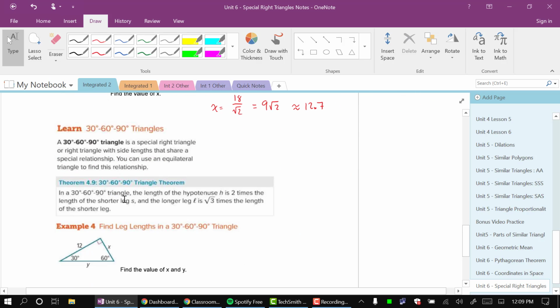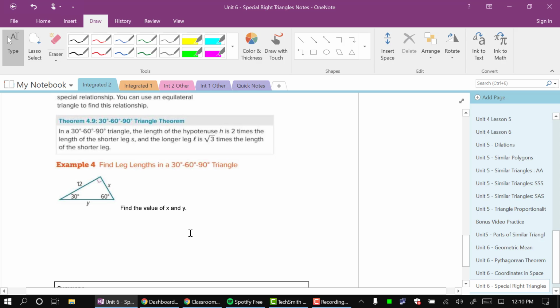So we did a 45-45-90 triangle. What about a 30-60-90 triangle? A 30-60-90 triangle is a special right triangle with side lengths that share a special relationship. We can use equilateral triangles to find this relationship. In a 30-60-90 triangle, the length of the hypotenuse h is 2 times the length of the shorter leg s, and the larger leg L is the square root of 3 times the length of the shorter leg. So let's take a look at what we want to find here.